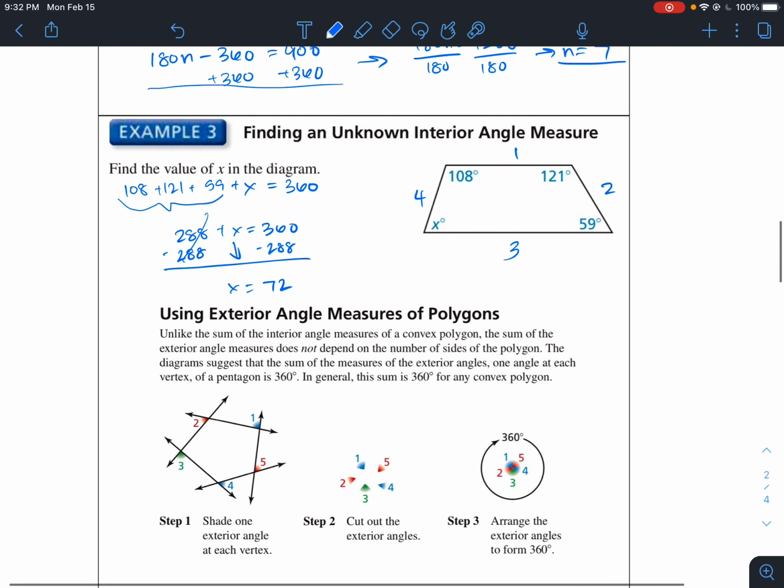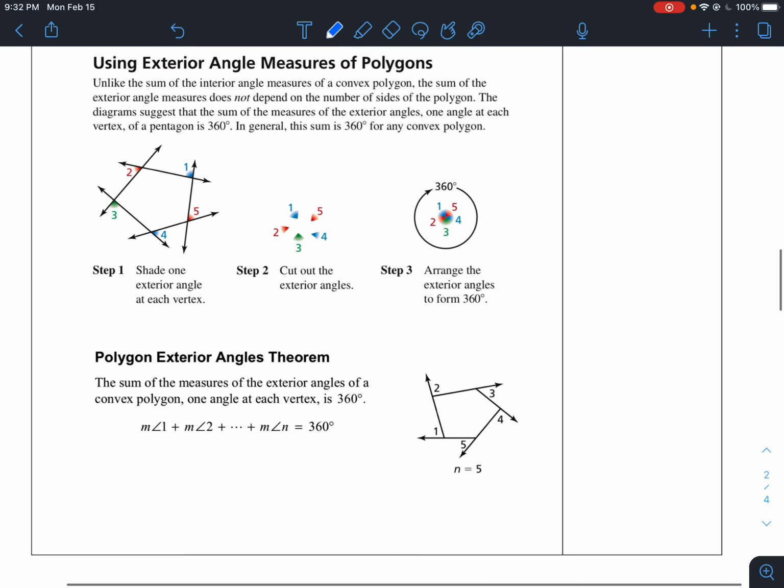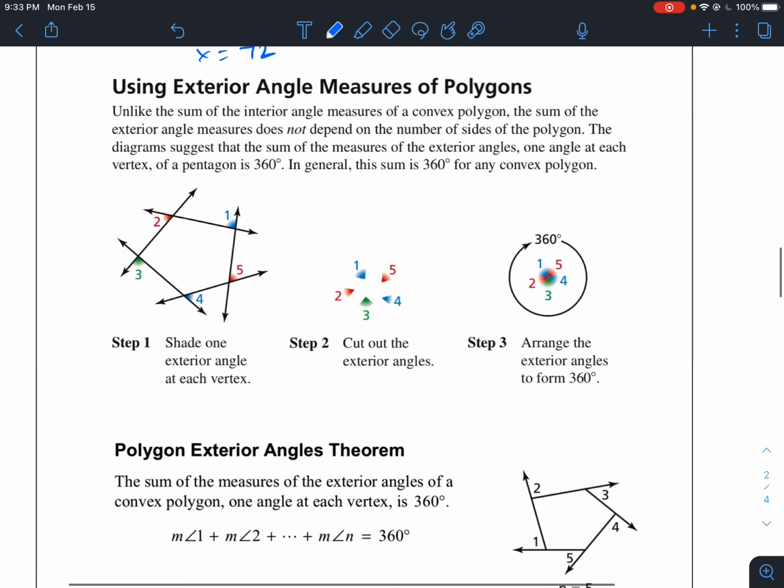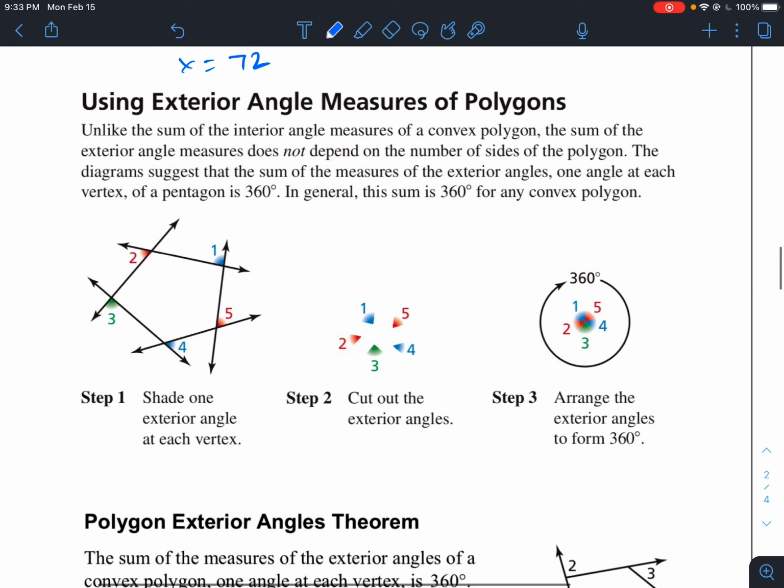Okay, now let's move on to this next concept. This concept is talking about the exterior measures, so using exterior angle measures of a polygon. Unlike the sum of the interior angle measures of a convex polygon, the sum of the exterior angle measures does not depend on the number of sides of the polygon.